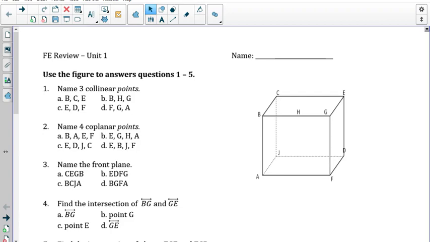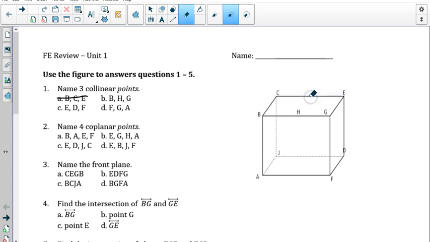All right, final exam, Unit 1 review. Name 3 collinear points. So this is just tracing, okay? So B, C, and E. B, C, E. Are those on the same line? No, they are not. They are on the same plane. They are coplanar, but they don't form a line.